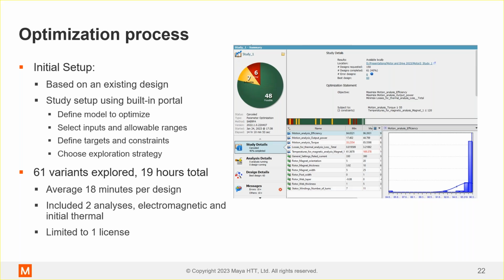Overall, this took about 18, 19 minutes per design that we analyzed. And this included both electromagnetic analysis and the basic initial thermal analysis. If we skipped the thermal, it would run a little quicker, but we wouldn't have those initial temperatures. And this was all run on a single core, on a single license, on actually my personal workstation, just running it overnight when I wasn't using the MotorSolve license.